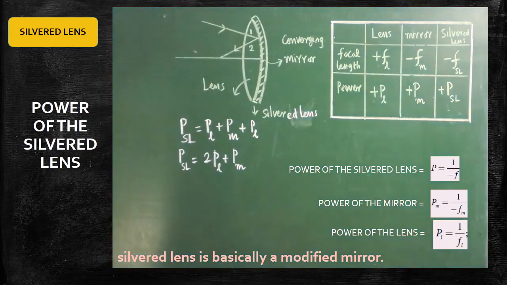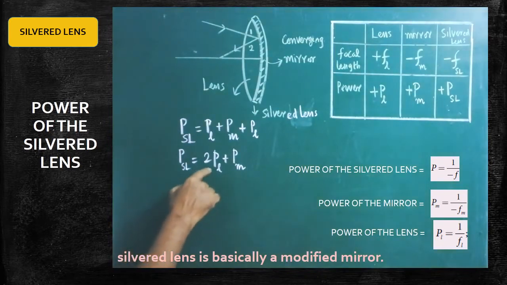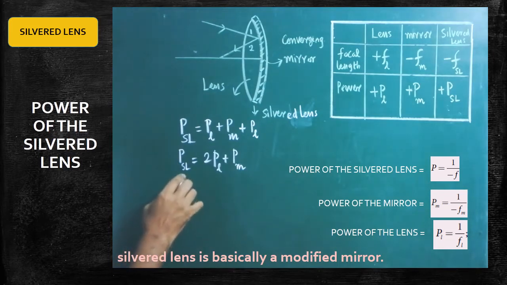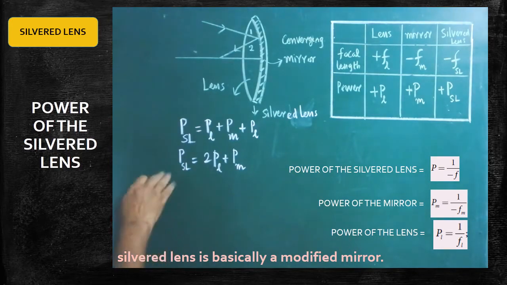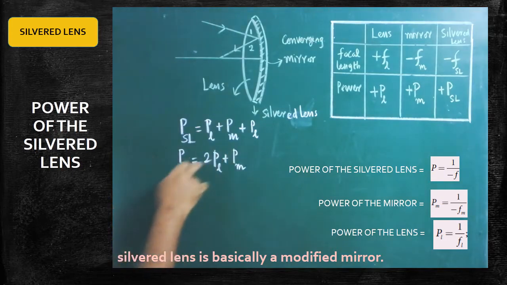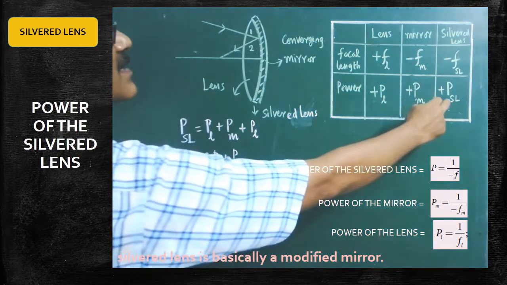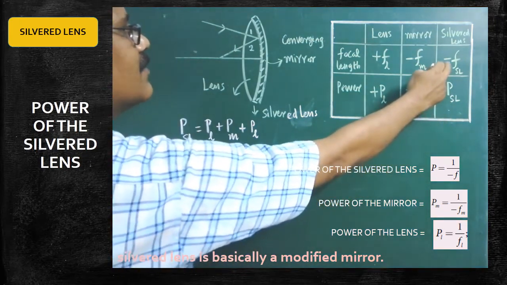By using that we can write. So here, how will you write? We will write the expressions one after the other. Power of any, whether it may be a lens or a mirror, power is the reciprocal of the focal length. So therefore, all power factors must be converted into focal length form. So how will you write power of the silvered lens? That is a reciprocal of this factor.